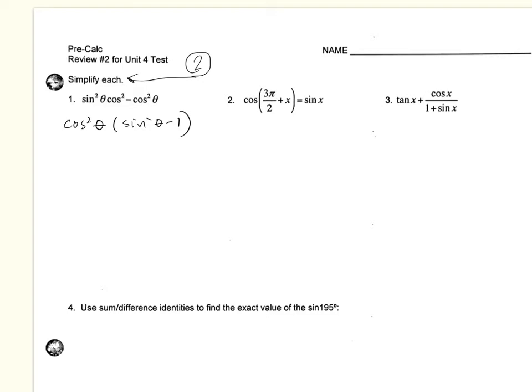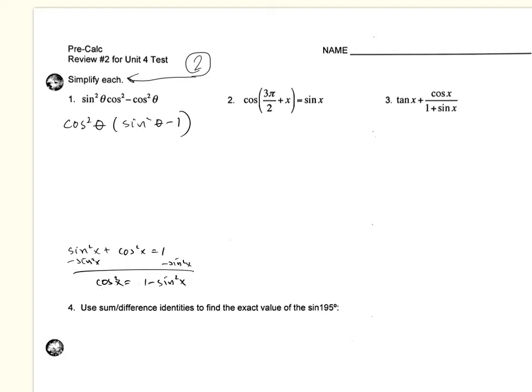Now remember, you'll get the formula sheet, that same formula sheet you've been getting. And on the formula sheet, it will say sine squared plus cosine squared equals 1. So if you subtract sine squared from both sides, then you get that cosine squared is equal to 1 minus sine squared. But that is not sine squared minus 1.